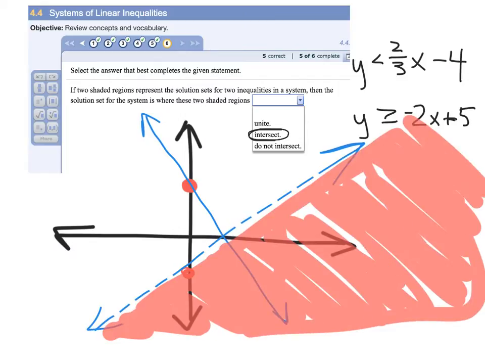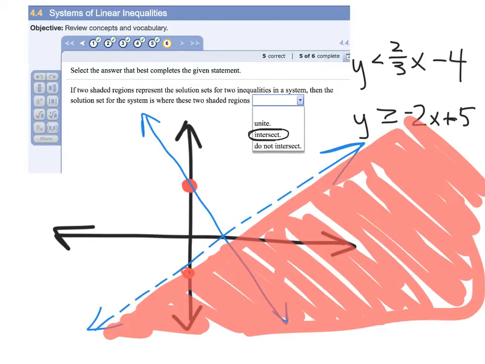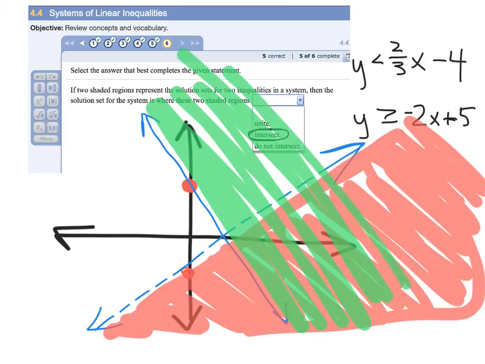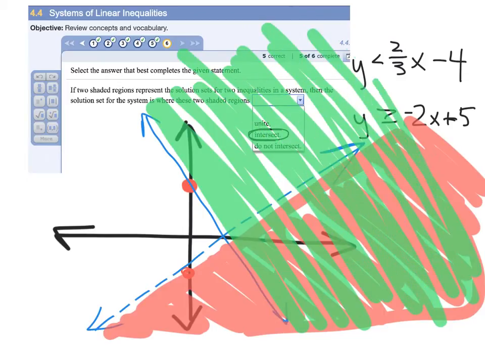So there's the below. Now let's do this one. We're going to shade y is greater than or equal to negative 2x plus 5. So here's the y is equal to negative 2x plus 5. And now are we going to shade above or below? Well, because it's greater than, we're going to shade above. So I'm going to shade that in green. So there is my shade.